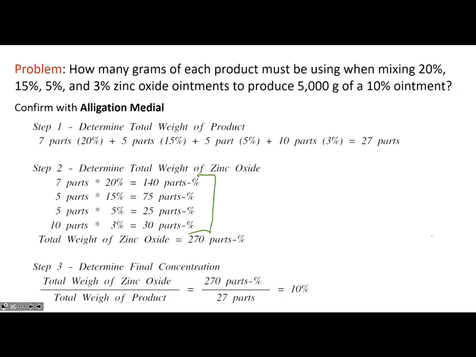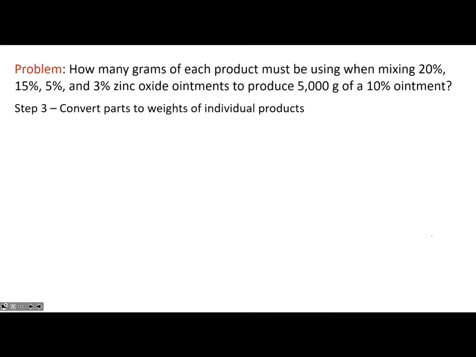You add all of those up, and the total is 270 parts percent. Okay? Total zinc oxide. So let's take the total zinc oxide divided by the total weight, which we said was 27 parts. So 270 parts percent divided by 27 parts gives you 10%. That's just showing us that those parts, when combined in those proportions, will give us a final concentration of 10%.